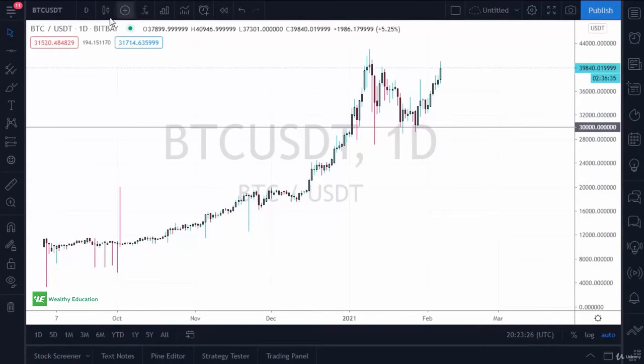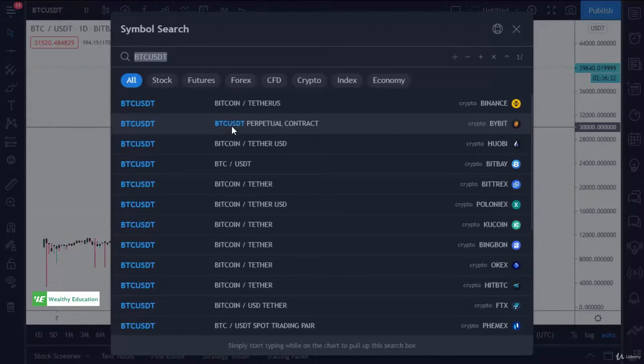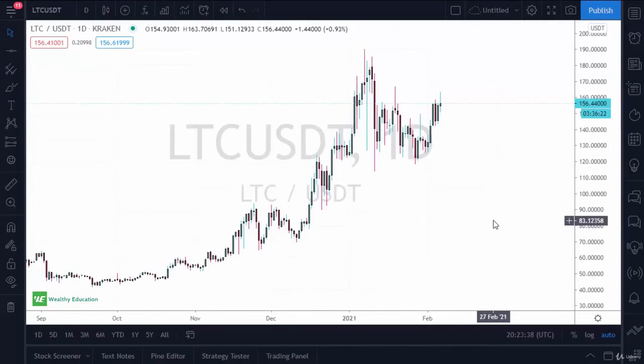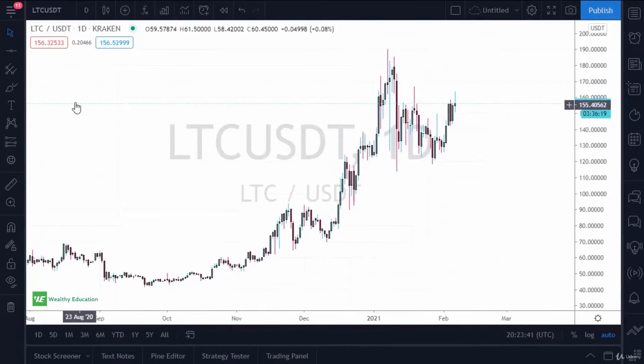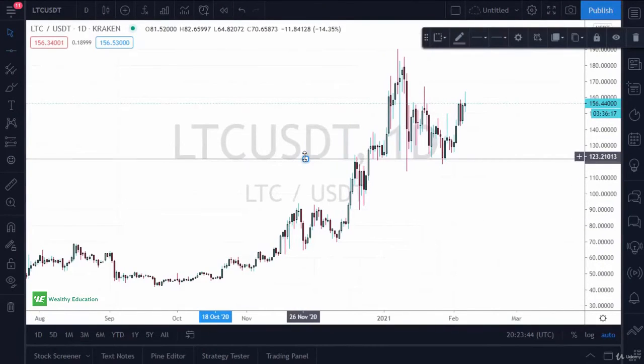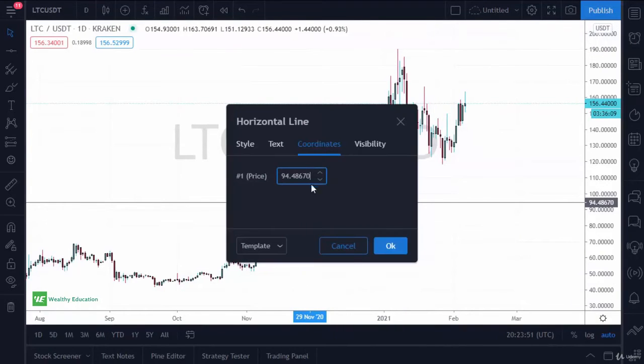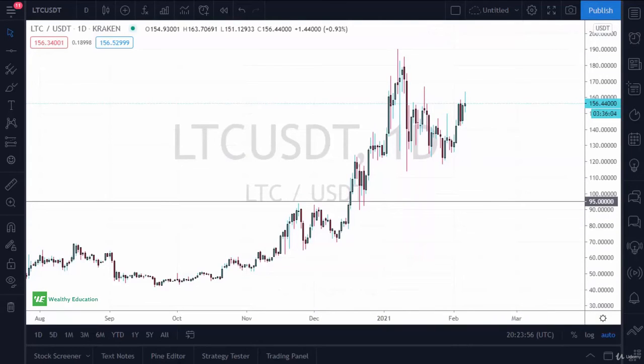So let's go ahead and change over to something else. Let's make it Litecoin Tether. And you can see it's a little bit more of an active chart. And this sets up right here. This is resistance. You can see that we tried to get above it. But I want you to notice something. And I'll go ahead and set the coordinates to 95. Gives you a nice baseline. I want you to notice something, that we tried to break above there a couple of times.